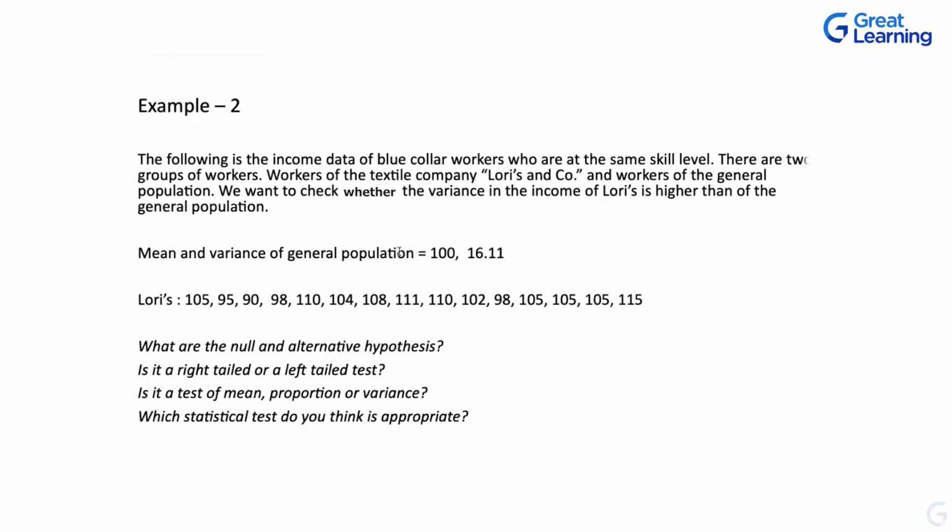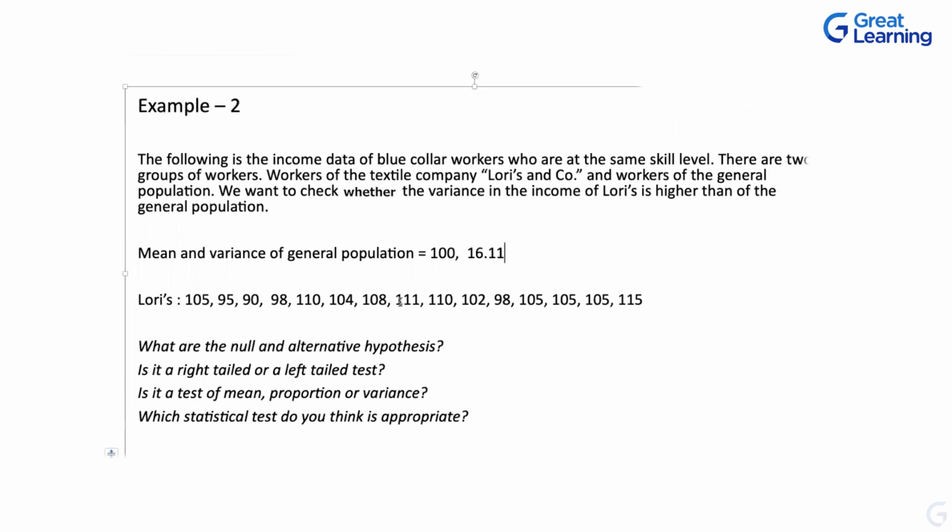Now the data that we have is the mean and variance of a general population. When we say general population, it is your whole population. The mean is 100 and the variance is 16.11. And for the Loris population, how many data points do you have? 1, 2, 3, up to 15. So there are 15 data points. Now how do we go about it? The question we want to answer is whether the variance in the income level of the Loris group is higher than the general population.